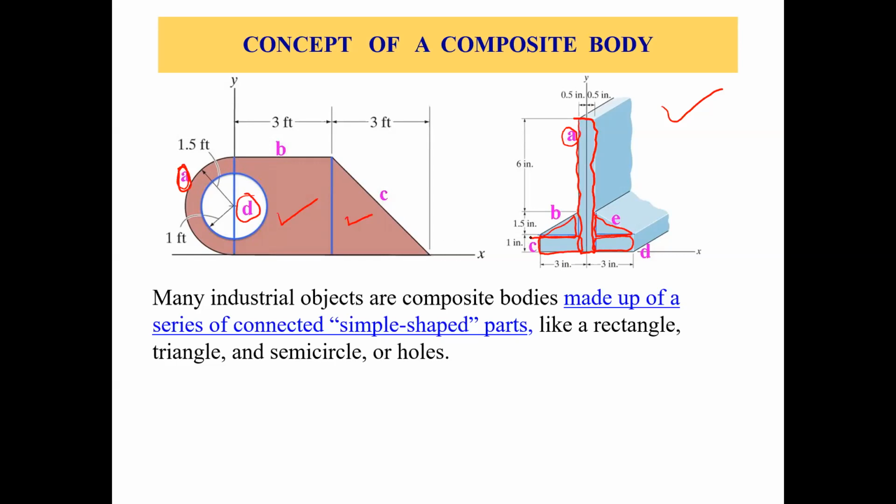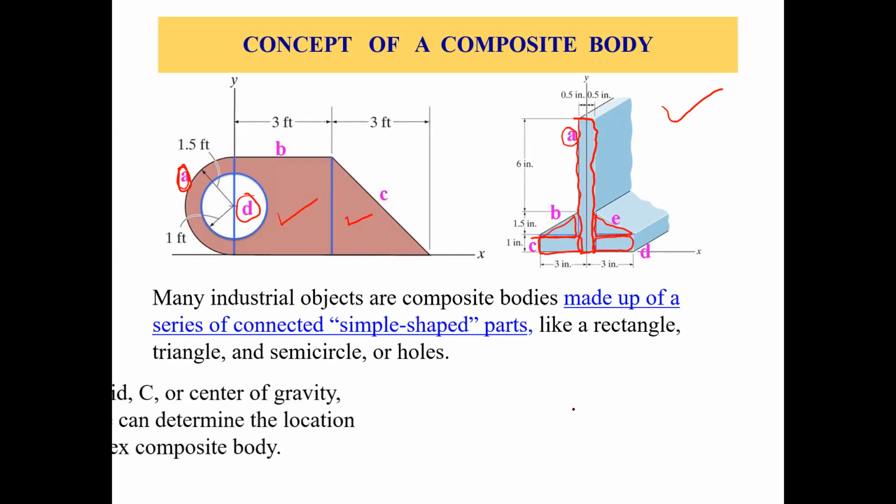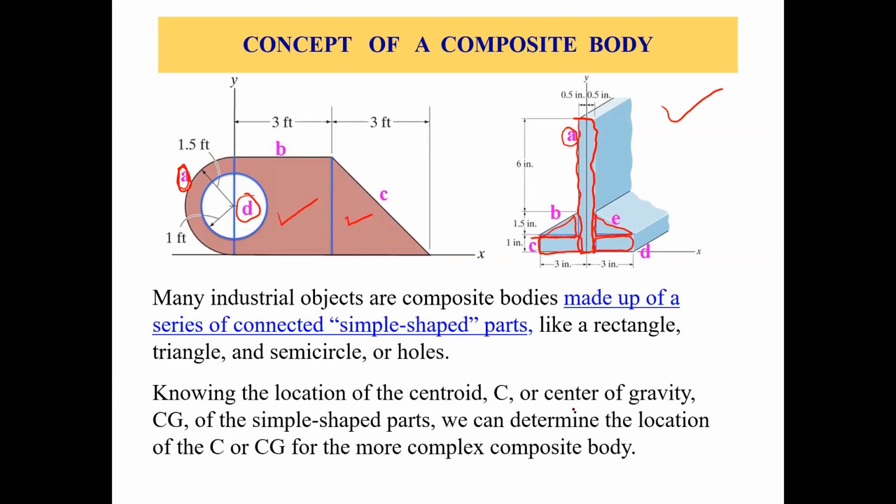So many industrial objects are composite bodies made up of a series of connected simple shaped parts like a rectangle, triangle, and semicircle, or holes, right? We already talked about this. Now, knowing the location of the centroid or the center of gravity of the simple shaped parts, we can determine the location of the centroid or center of gravity for the more complex composite bodies, right? We already discussed this.